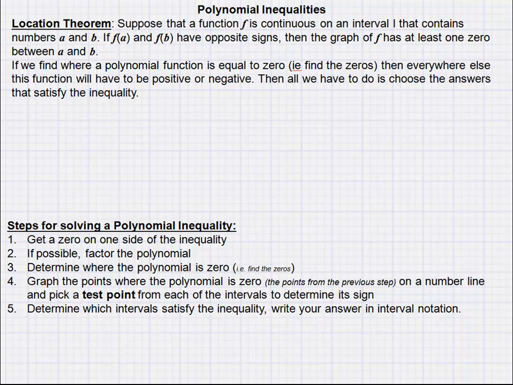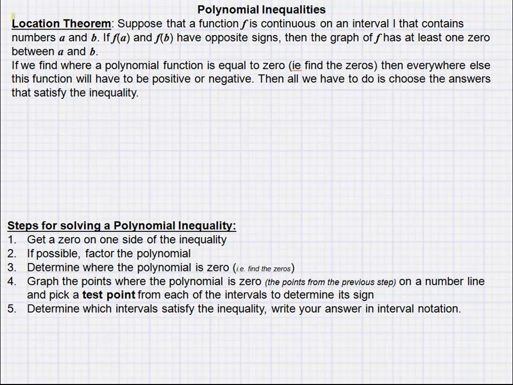To this point, we've been talking about polynomial functions and polynomial equations. So this lesson is about polynomial inequalities. When we're dealing with a polynomial inequality, a lot of the things that we've done so far with polynomial equations are involved, but there's a few more steps. Ideally, what we're trying to do is solve a polynomial inequality. So what we have is a greater than, less than, greater than or equal to, or less than or equal to sign. We do this by using the location theorem.